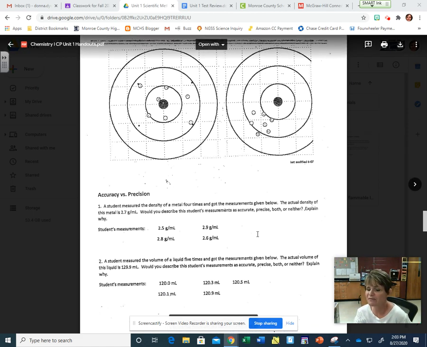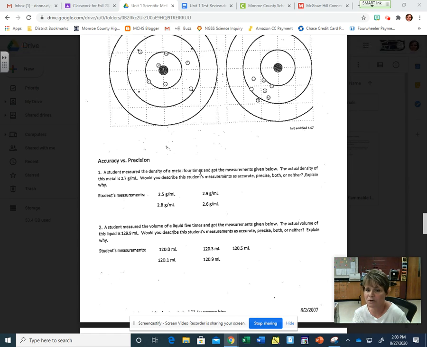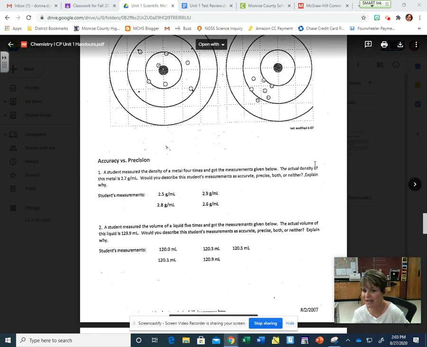So let's look at a couple of example problems. The first one here, you measure the density of an object 4 times. You get 2.5, 2.8, 2.9, and 2.6. The actual density is 2.7.